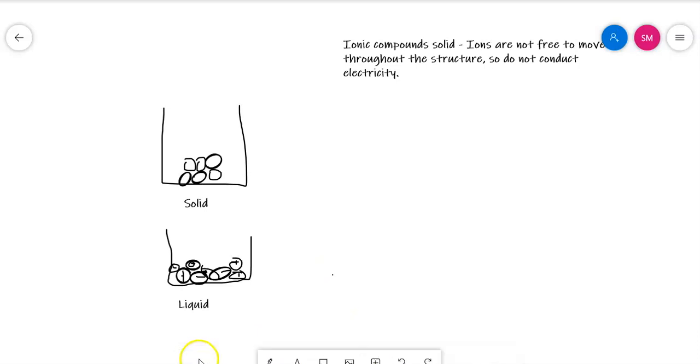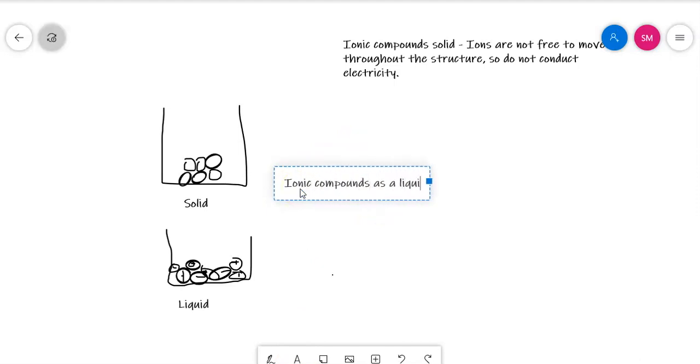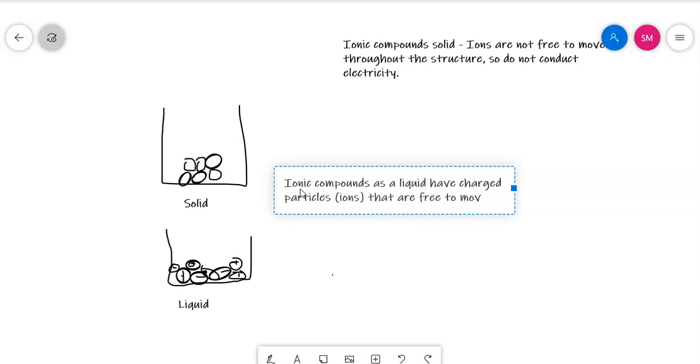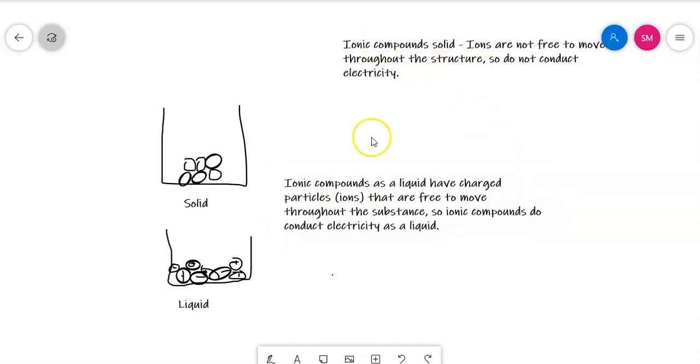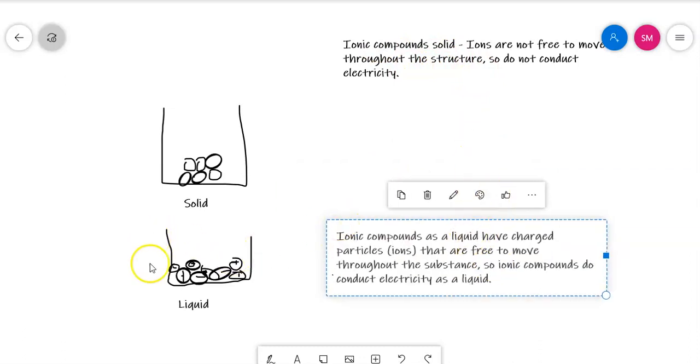So we would say that ionic compounds, as a solid and as a liquid, have charged particles. In this case, ions that are free to move past each other, or free to move throughout the substance. So ionic compounds do conduct electricity as a liquid. Cool, so we've got ionic compounds as a solid where the ions are not free to move and so do not conduct electricity. As a liquid, the ions are free to move throughout the substance and so does conduct electricity.